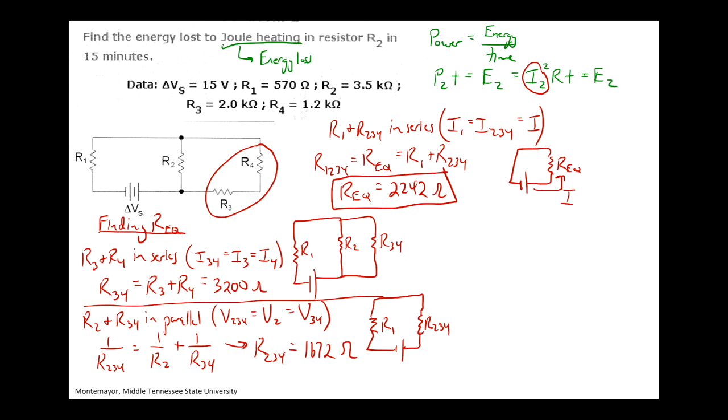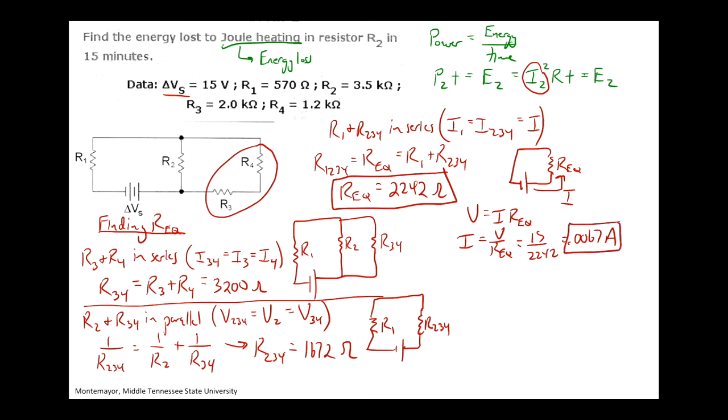Okay? So once we've simplified things down this far, I can find that total current using Ohm's law. So we could say that the potential difference is equal to I times REQ. So I is going to be V over REQ. And they told us at the top that V, or the source voltage as they've labeled it, is 15, divided by 2242, gives me the current, which is 0.0067 amps.